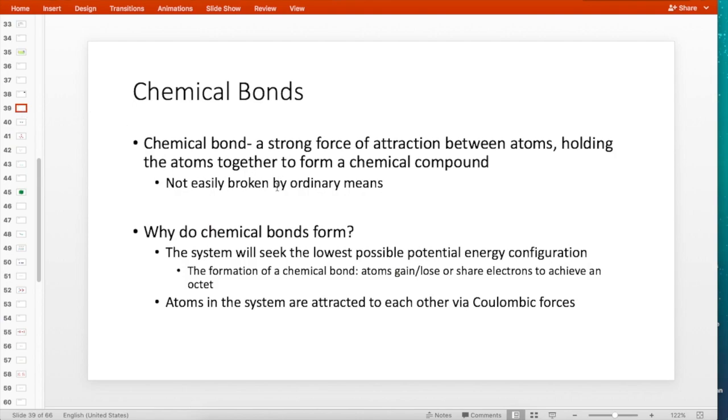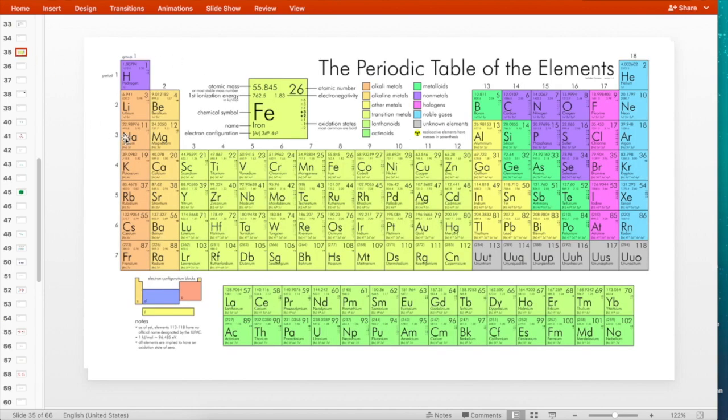So we're talking about these Coulombic electrostatic attractive forces between atoms that hold those atoms together to form compounds. Why do chemical bonds form at all? This is a rule that you have heard over and over again. Systems in nature always seek the lowest possible potential energy configuration. You already know that individual atoms like to gain or lose electrons to achieve an octet. That's what we were discussing earlier. Sodium will lose one electron. Chlorine will gain one electron. Why? Because the octet, having 8 valence electrons, like the noble gases, just so happens to be a very stable, low potential energy arrangement for the atom.